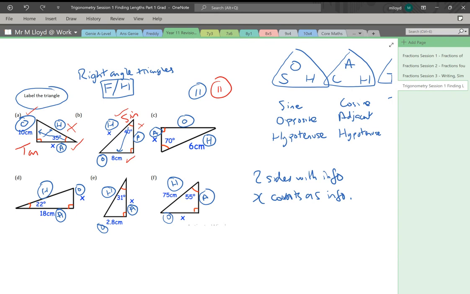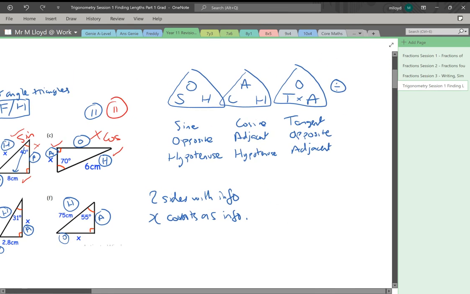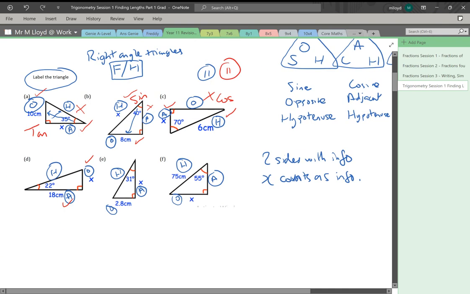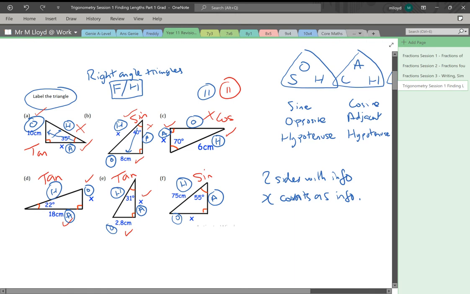Okay, fantastic. So part C, we've got something on the H, something on the A, nothing on the O. So that's going to be cosine, because cosine doesn't have O in it. For D, we've got the opposite and the adjacent. So there's no H, and that means we use tan, because tan doesn't have an H in it. For E, we've got O, we've got A, we don't have the hypotenuse. So again, that one's going to be tan. And then finally, for F, we've got O and H, nothing on the A, so that's going to be sin. So there are your 6 answers.